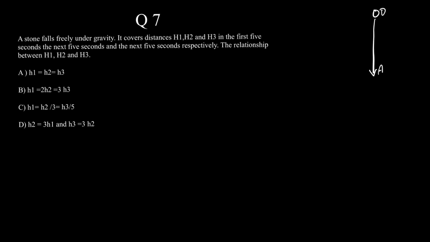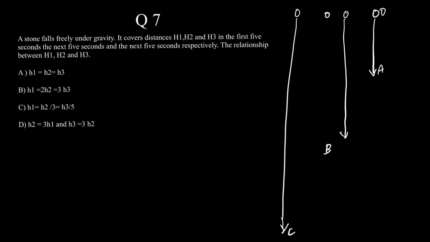So this is the distance covered in the first 5 seconds. This is the distance covered in the next 5 seconds. And this much is the distance covered in the next 5 seconds. So this much is at t is equal to 5. This much distance is at t is equal to another 5, which is t is equal to 10 seconds. And this much is at another 5 seconds, which is t is equal to 15 seconds, right?